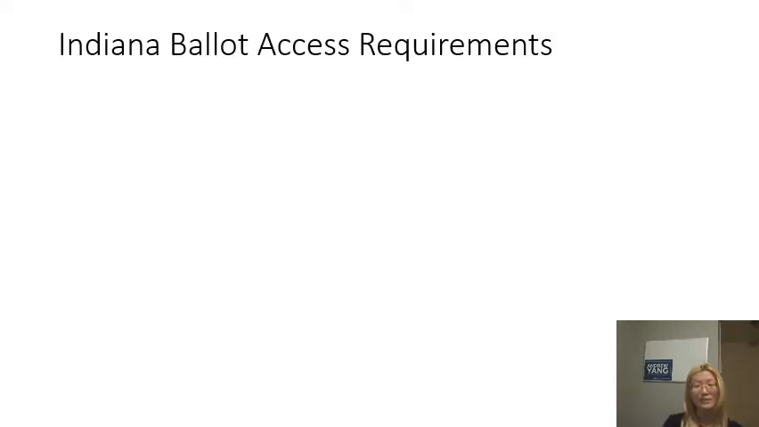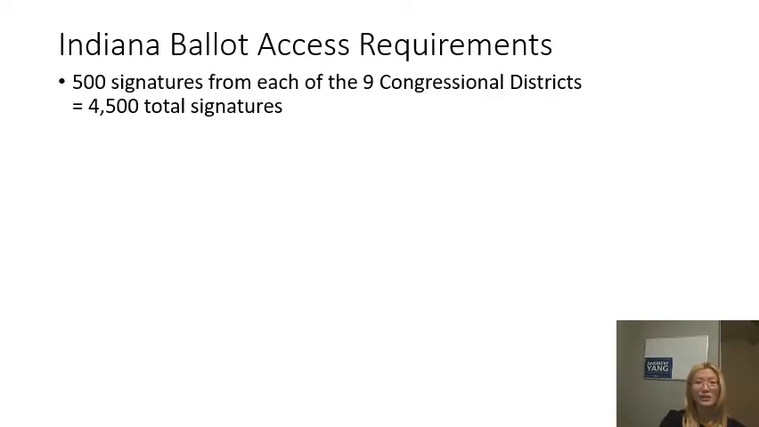All right, so we are going to talk about the Indiana ballot access requirements and why we really need everybody's help in this process. The Indiana ballot access requirements are in multiple parts. The first part is that the general thing we need is 500 signatures from each of the 9 congressional districts. So we need a total of 4,500 signatures.